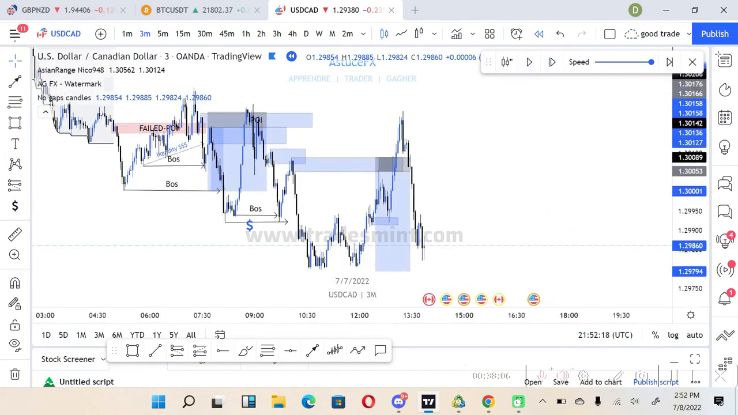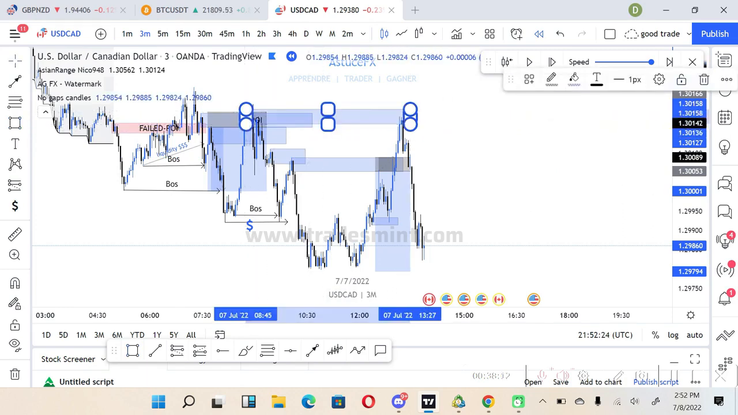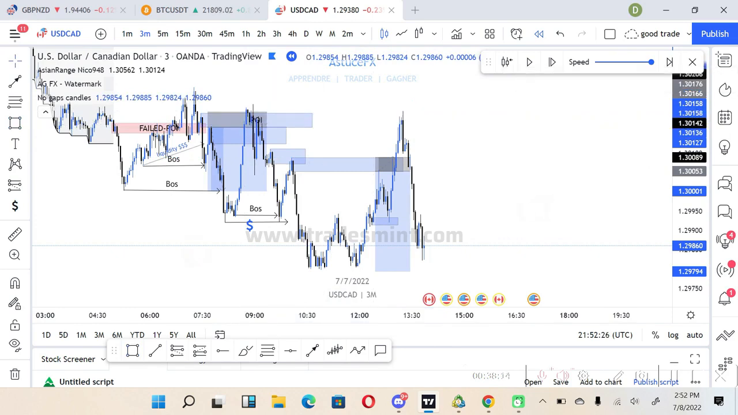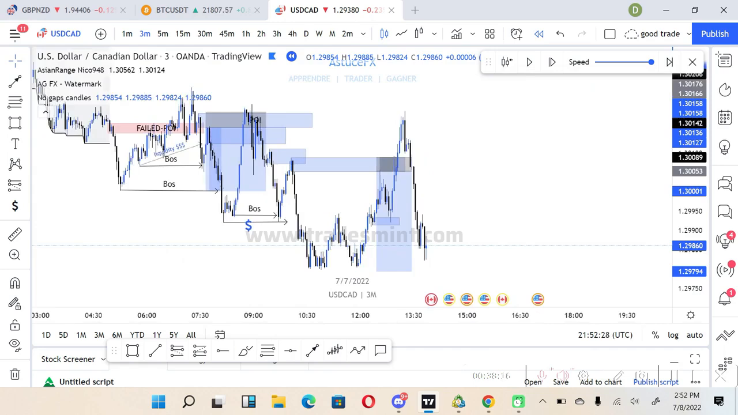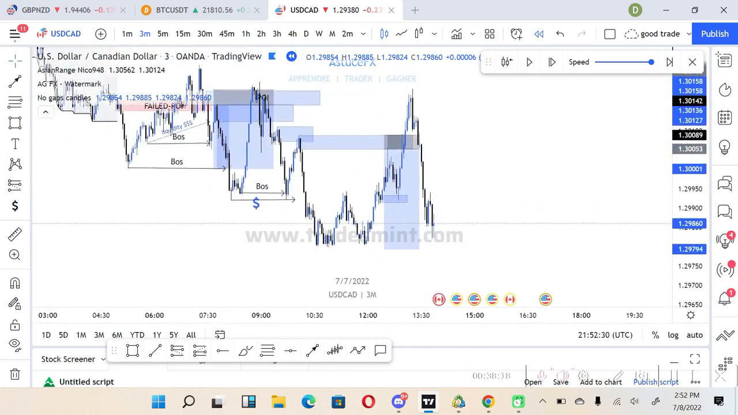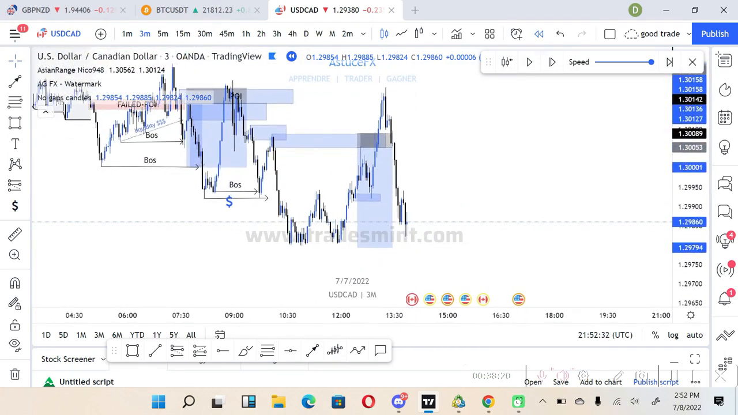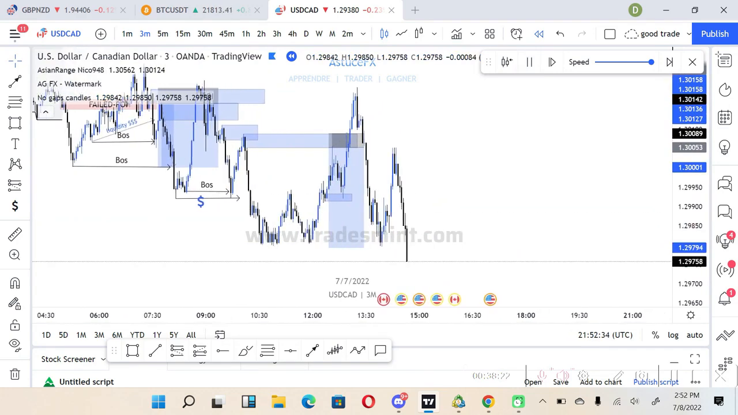We pull back to this. Is there any valid zone here? I don't really see any valid zone to sell from this one. So this one is going to be a no trade scenario for me. I can't really sell to the downside because I don't really have any reason for me to do so.